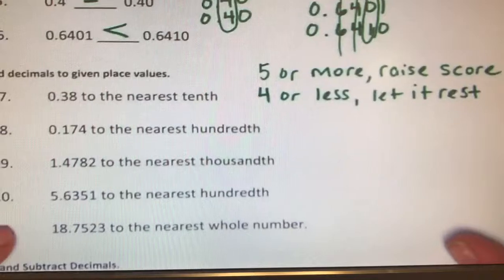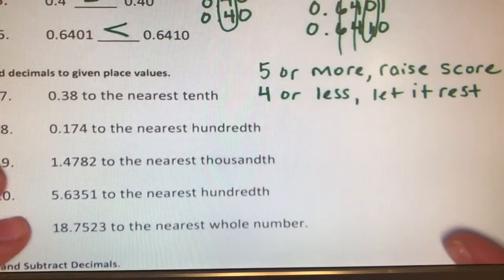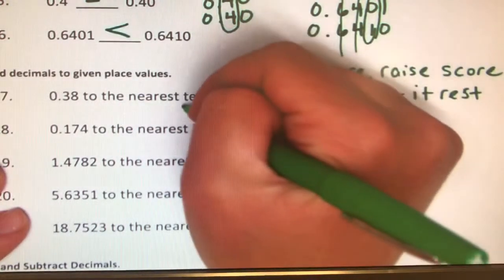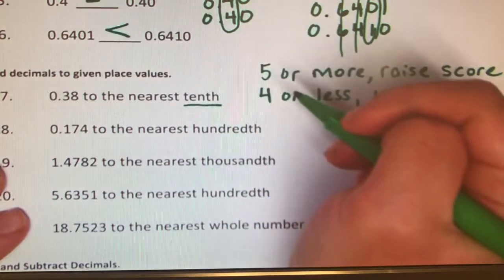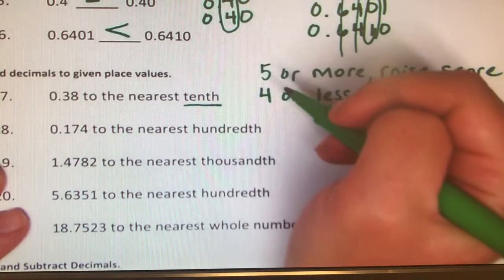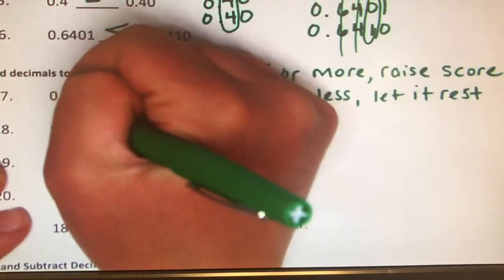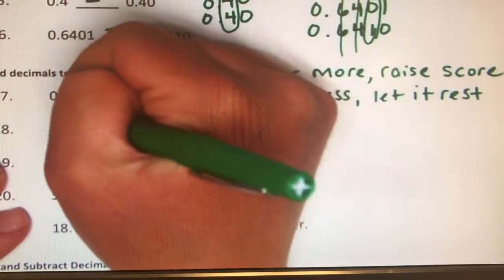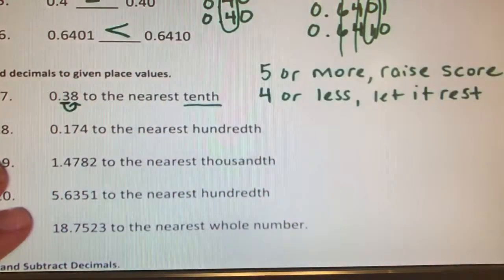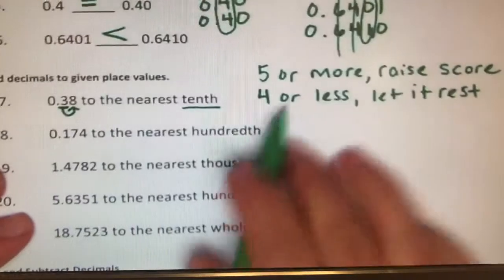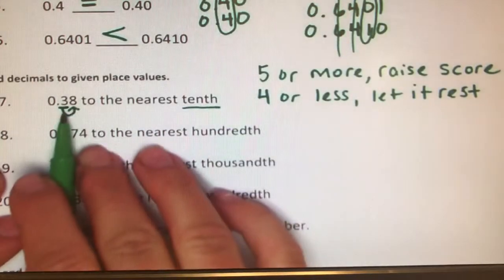So let's look at number 17. 0.38, we want to round that to the nearest tenth. So when this says round to the nearest tenth, the first thing I'm going to do is underline the digit that's in the tenths place. In this case, it's 3. We always look next door to the right. That number is going to tell us what to do. The 8 is 5 or more, so we're going to raise the score.